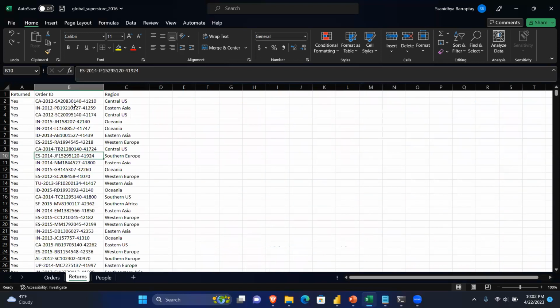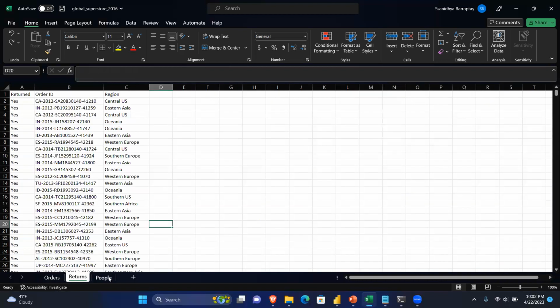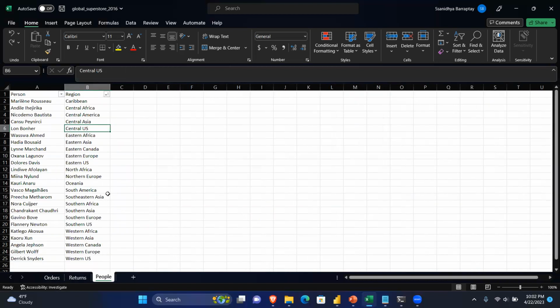Next, we have the return sheet, which includes the order ID and the region. So this information is basically the order ID and the specific region in which the order was made. Next, we have the people sheet. Here you can see we have two columns, person and region. For each particular region, a specific person was responsible for managing the supply chain of that region. So this was an overall introduction to the dataset.